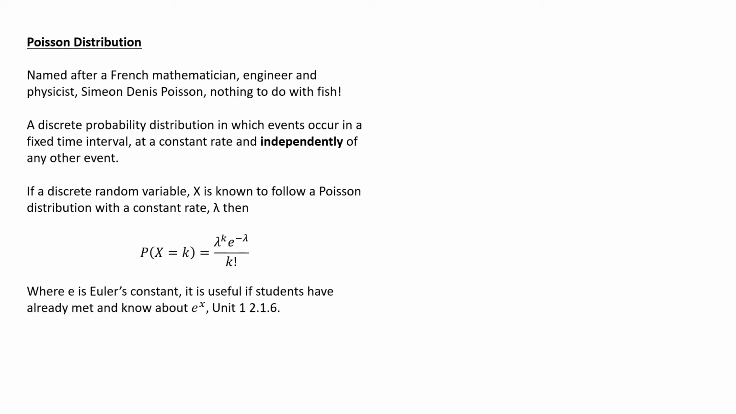e, of course, is Euler's constant, 2.718. Another irrational number, a very useful one, and it might be useful if the students already have met and know about the exponential function, which of course is in Unit 1 at 2.1.6.